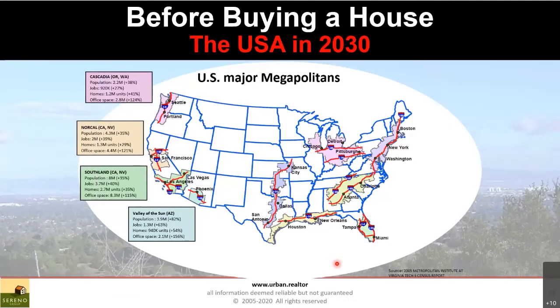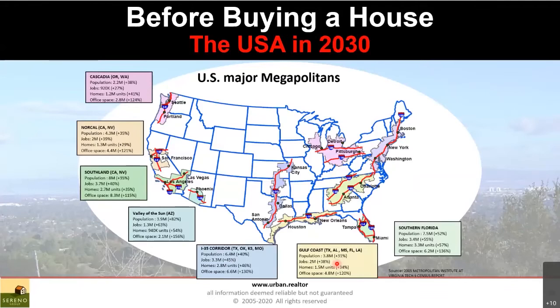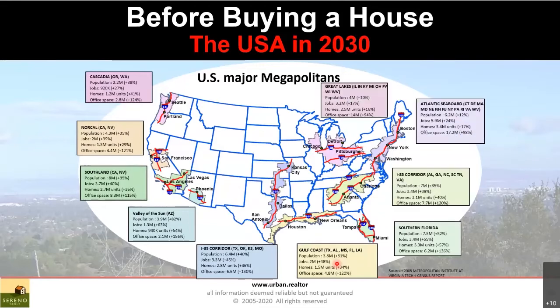Like we have in the Northwest, Northern California, Southern California, we're looking at Arizona, the Las Vegas area. And then in the South, we look at Texas, Gulf of Mexico, and Florida. And in the Northeast, we see the Great Lakes, Atlantic, and the I-85 corridor, which includes Atlanta, Georgia, North Carolina, South Carolina, Tennessee, and Virginia. So the overwhelming majority of the population in the United States is focused in this area.